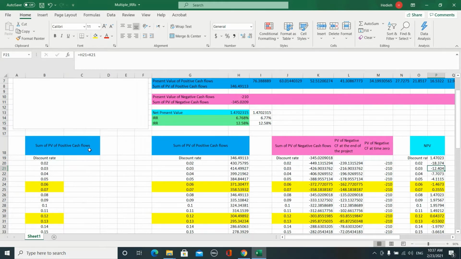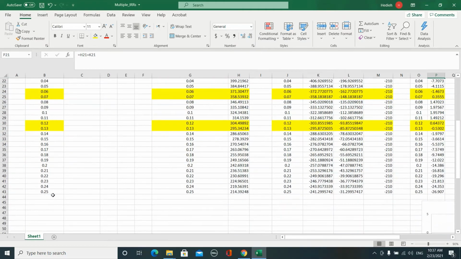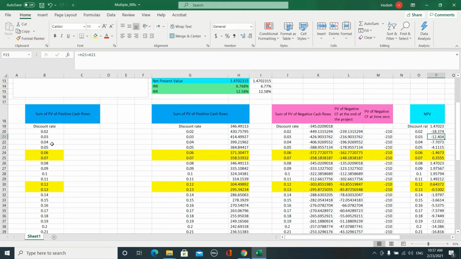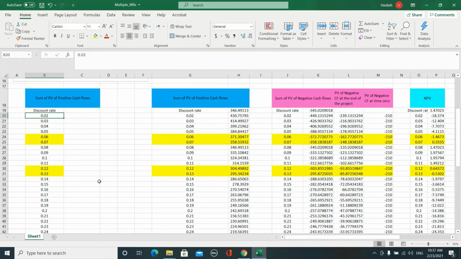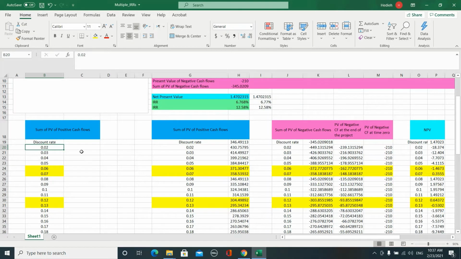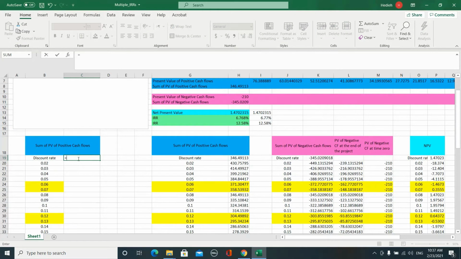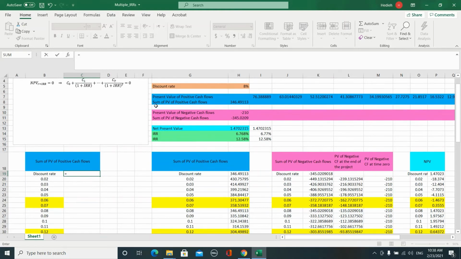I've copied the first table here, and I've copied all the interest rates that I want to find the sum of present value of positive cash flows for. So it's just arbitrary. I just put from 2% to 25%. In order to create a data table, in this column you should choose the formula that you want to calculate for different interest rates. The formula that I want to calculate for different interest rates is the sum of present value of positive cash flows. Okay, so I choose this cell.